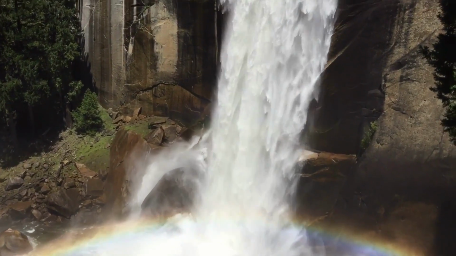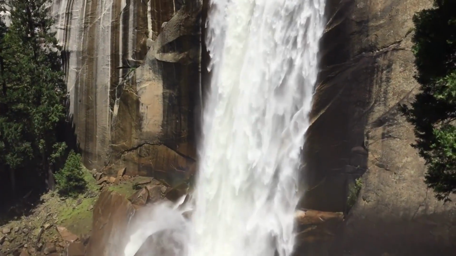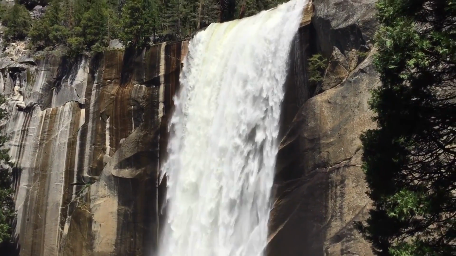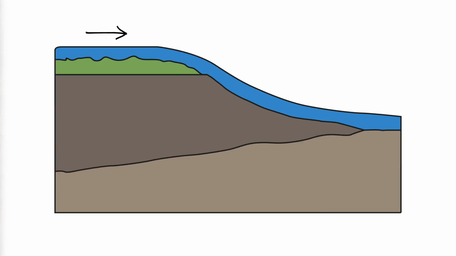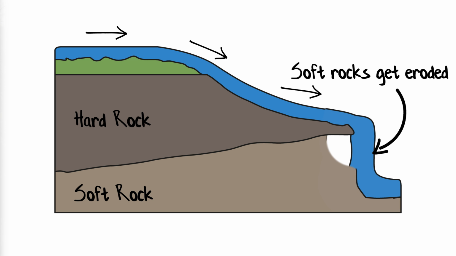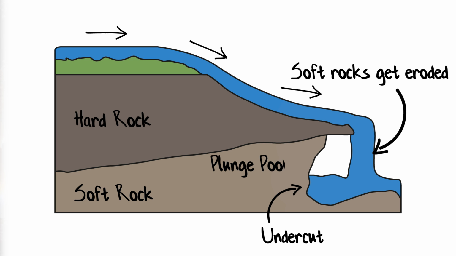Now, let's see how waterfalls are created. The alluring waterfalls you see are made simply by the process of erosion on the upper course of the river. Firstly, the river flows over layers of hard rocks and soft rocks. Soft rocks are easier to erode, so they wear off first and create an undercut. Then a plunge pool is made.